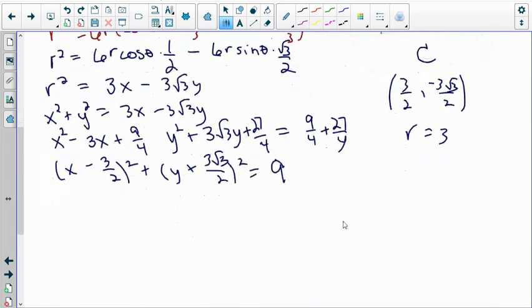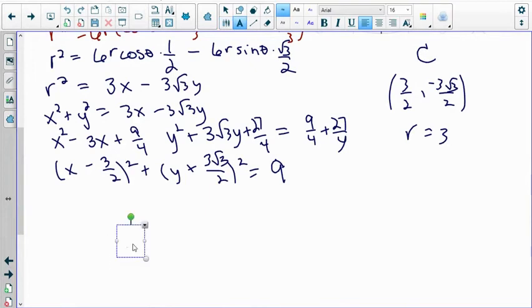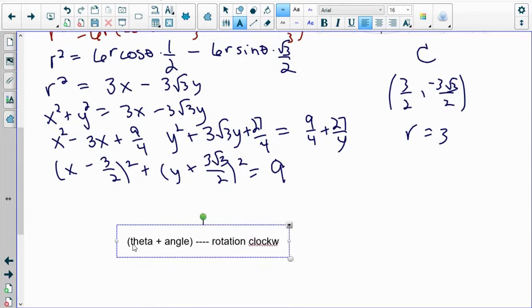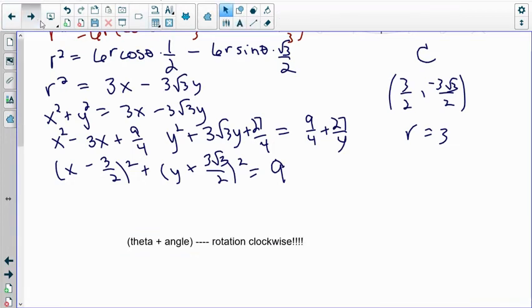But otherwise, hopefully you were able to conclude that if you have a problem that has a theta minus an angle, I already did that, theta plus an angle, then this will be a rotation clockwise. Make sure you're writing that part down because that's probably the biggest piece of the puzzle here.